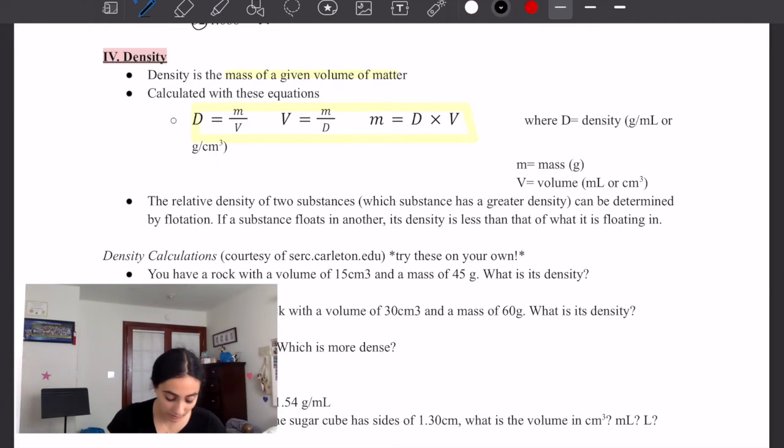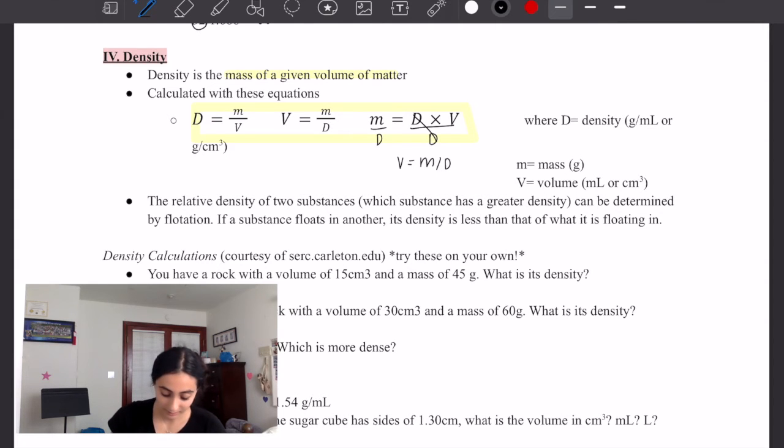And you can also solve for each of these equations using any of them, really. You can get from one equation to the other very easily. So like, let's say I wanted to turn this one into this one. I would just divide both sides by density, and these cancel out, and I just have volume equals mass over density.